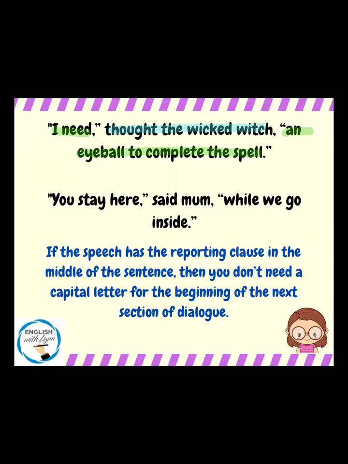So because it is in the middle, what we need to do is have a comma at the end of the first part of the dialogue, a comma after the reporting clause, and notice the big difference here is at the beginning of the second bit of speech, we don't have a capital letter because the reporting clause has kind of interrupted the sentence. So you don't need a capital again. The same as this next one.